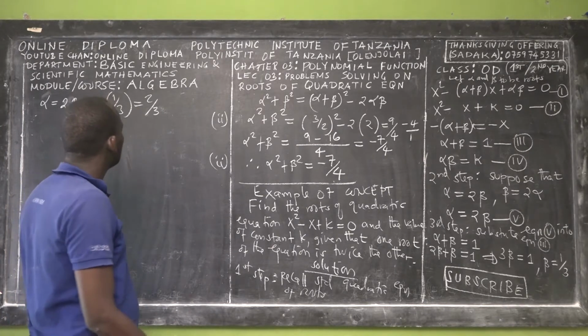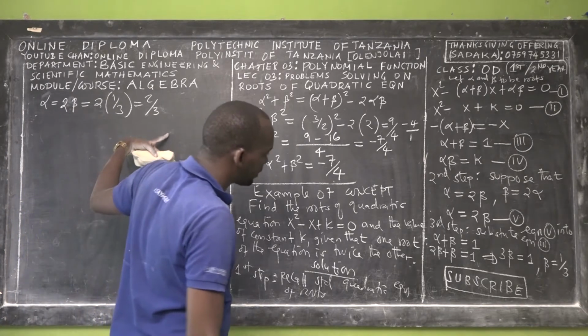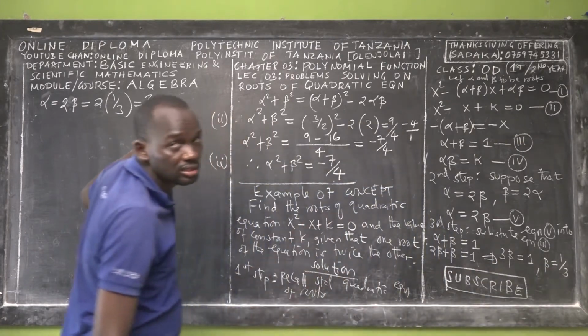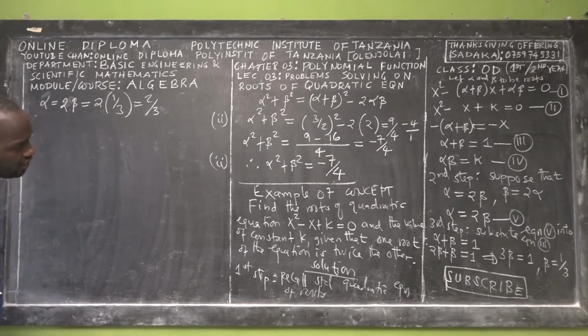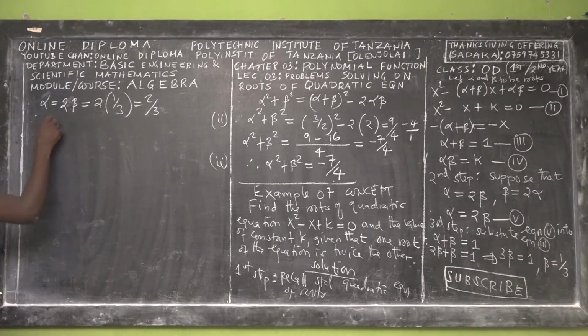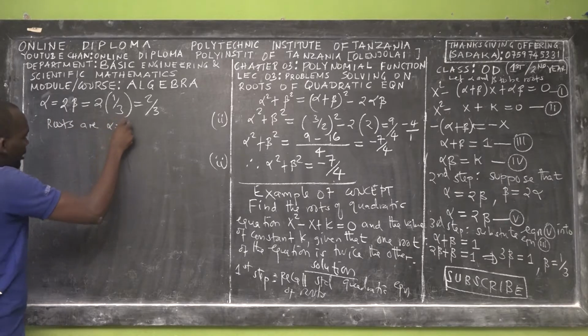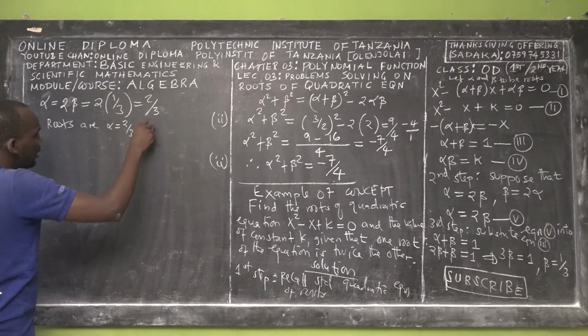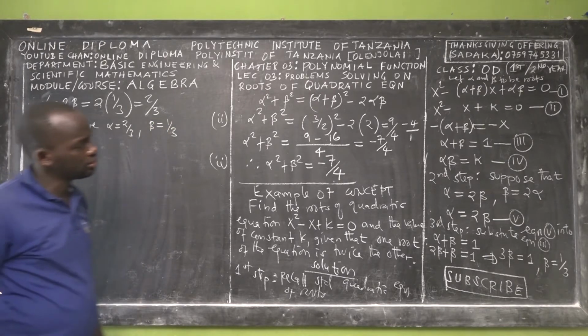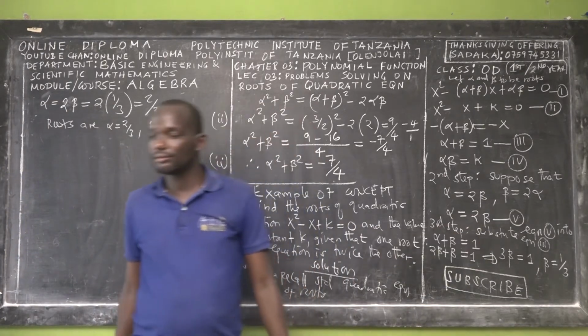And even if you formulate another quadratic equation by using this root and this root, you will get this equation. However, k is still unknown. But for the first part, you have the two roots. So the roots are alpha is 2/3 and beta is 1/3. And it really satisfies equation 5.